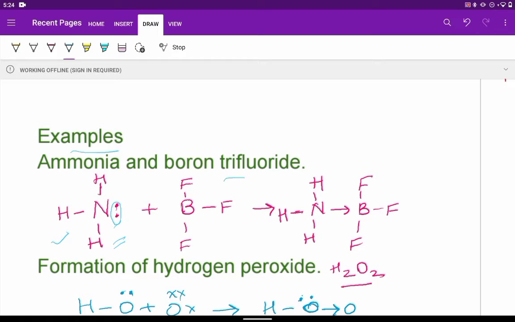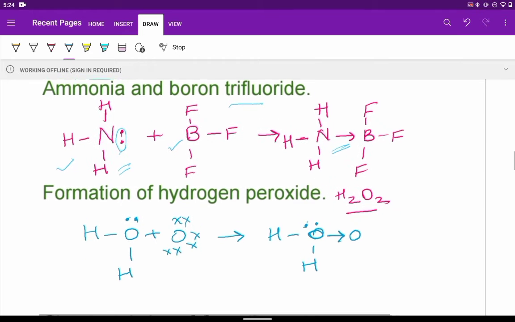Whereas BF3, boron trifluoride, boron is short of electrons. Boron octet is not complete even after bond formation with 3 fluorine atoms. So even if BF3 has been formed, a covalent bond, it has formed a molecule, still it is not having a complete octet. It is short of electrons. So nitrogen can donate one pair to boron of the boron trifluoride molecule, and here you can see one coordinate bond has been formed between ammonia and BF3.